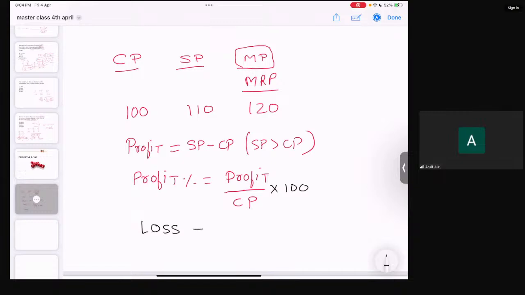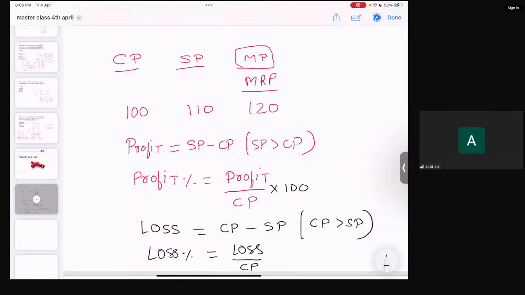Loss happens when the cost price is more than the selling price. In case of loss, when CP is more than SP, there is a loss, and you can find the loss percentage. Loss percentage is loss upon CP into 100. Again, for profit and loss, the denominator is always the cost price, which means the base is always the cost price.